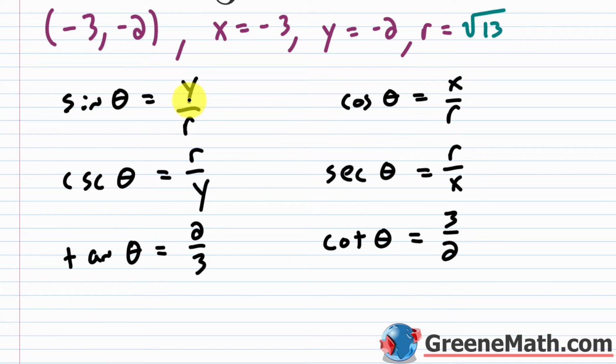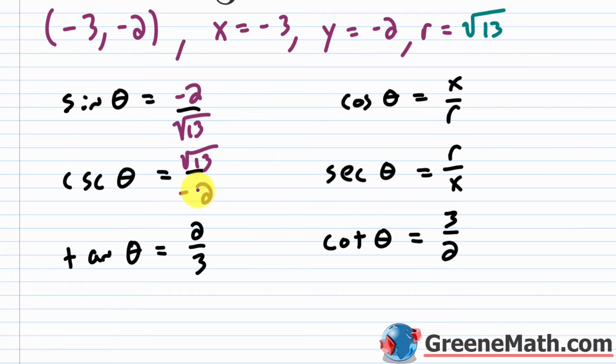Or you could just plug in and figure out this one, and then flip them to get these two. Okay, so it's pretty simple. So for y over r, the y value is -2. So I'm going to plug that in there. And let me just plug that in here as well. And then your r value is going to be the square root of 13. So let me put the square root of 13, and let me put the square root of 13.